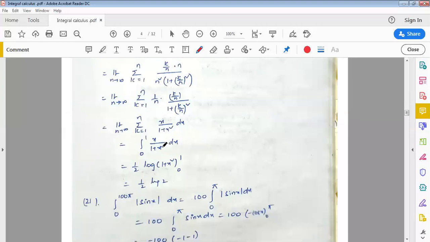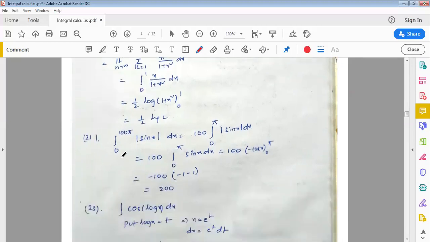So the integration of x by (1 plus x square) is half into log of (1 plus x square), because the derivative of the denominator is 2x. Here we do not have the 2, so we multiply by 2 and divide by 2, and then it converts into integral f dash of x by f of x. So the formula is log of f of x, that is log of (1 plus x square), and 1 by 2 is here. After substituting the limits we get half log 2.